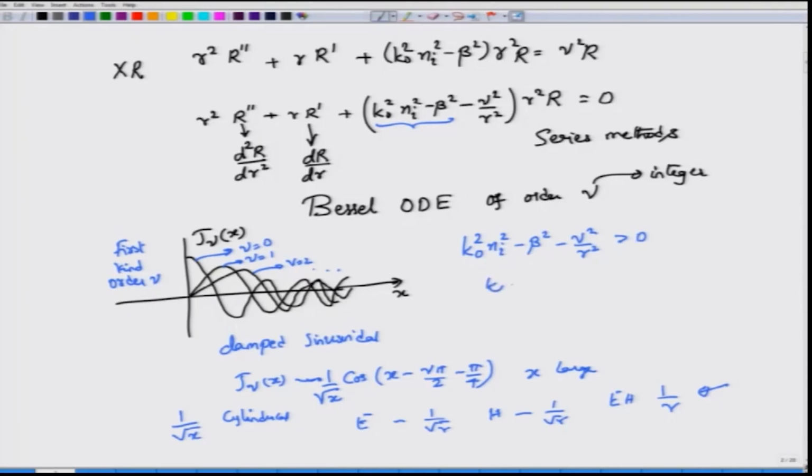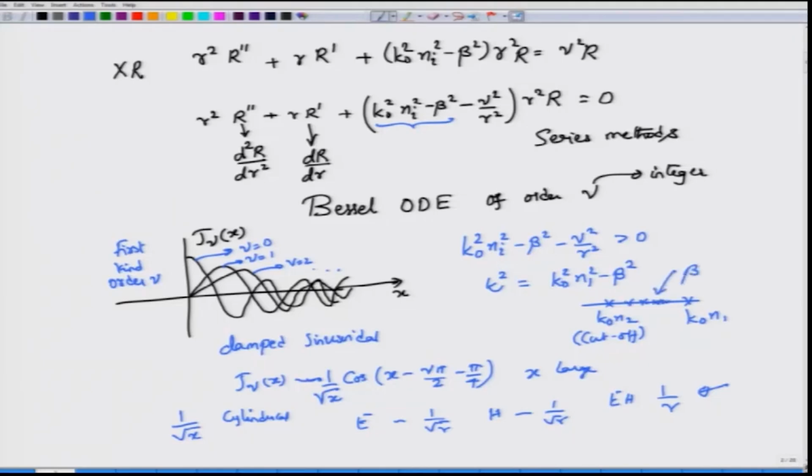Now, let us introduce two symbols. The symbol that you know earlier, which we called kappa, which was the transverse wave number. This time I will call kappa square as k0 square n1 square minus beta square. Why? Because beta is bounded by two values. It can at most reach k0 n2, at which point the corresponding mode reaches a cutoff, and it can go at most up to k0 n1, in which case the transverse wave number becomes 0, and beta will be anywhere in between.